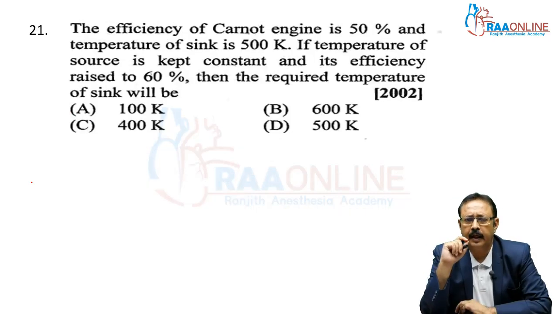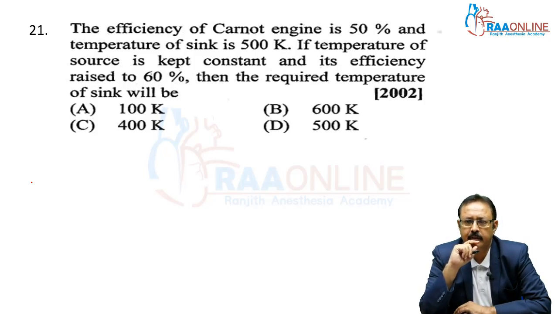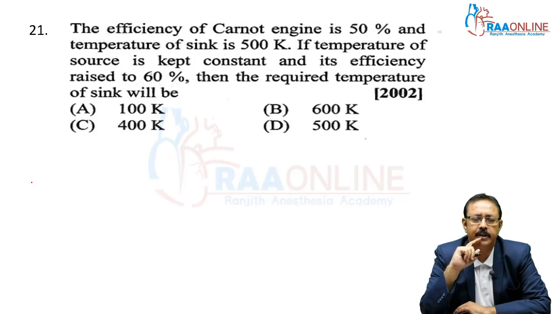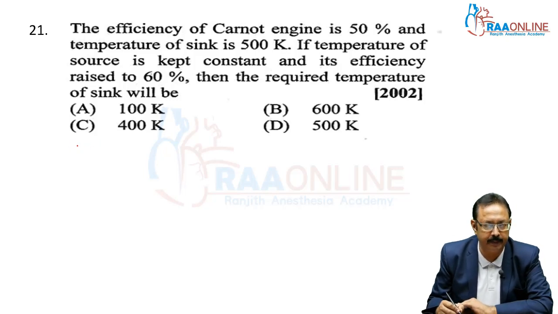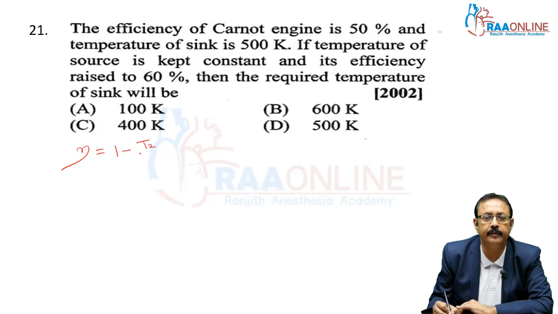Next, the efficiency of a Carnot engine is 50%. Temperature of sink is 500 Kelvin. The temperature of source is kept constant. Efficiency we want is 60%. The required temperature of sink will be... the same type of problem is there again. It is from 2002 AIPMT. We know the formula of efficiency, 1 minus T2 by T1.